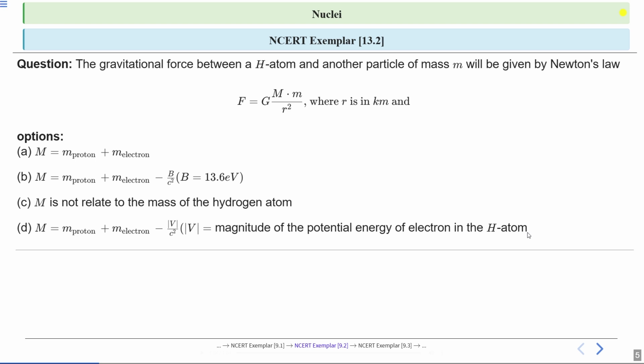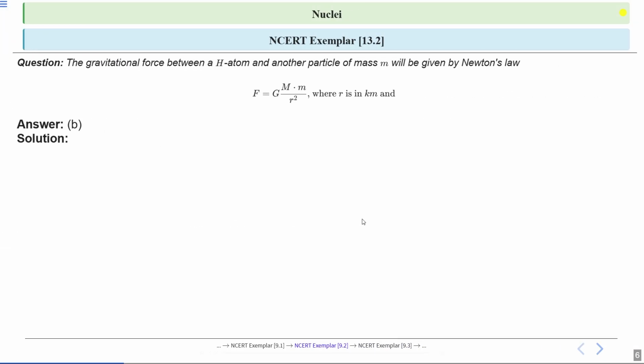C option is that m is not related to the mass of the hydrogen atom. D option is capital M equal to m proton plus m electron minus V mod upon C square. V mod is the magnitude of the potential energy of the electron in the hydrogen atom. This option uses the potential energy of the electron as the measure of the binding energy. So the correct option is B here. Let's discuss the solution in detail.